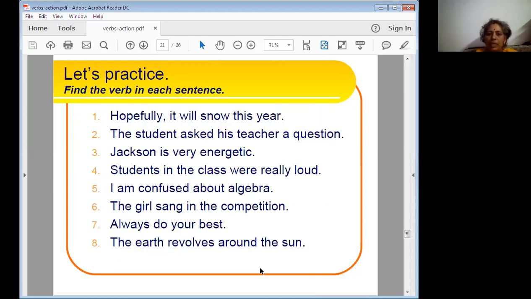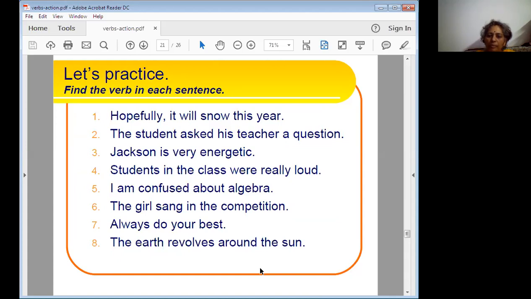Now a little practice we can do. Read all the sentences and find the verbs in here. Hopefully it will snow this year. Find the verb here. The student asked his teacher a question. Where is the verb? Jackson is very energetic. You see here, is there. Students in the class were really loud.